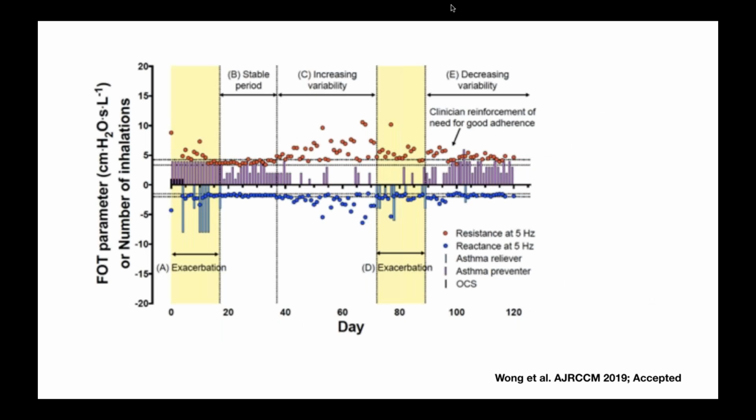This slide is from a paper that is in press, and this is a single pediatric case of a child who has difficult to control asthma. On the y-axis, you see both resistance going upwards and reactance going downwards. The dotted lines show what would be close to normal. You can see that the red dots over time start going upwards and vary. The blue dots in the middle section start going downwards.